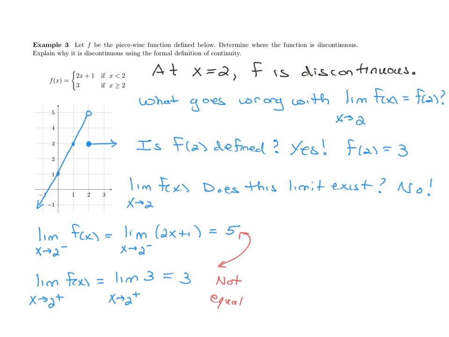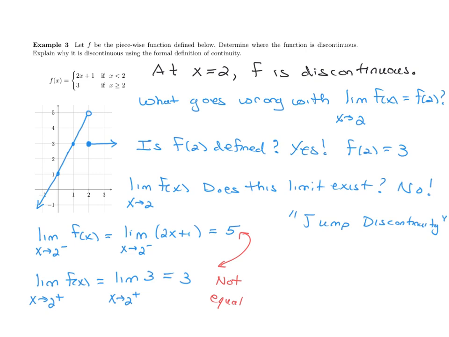We call this type of discontinuity a jump discontinuity. And that's because you can actually see a jump in the graph. It's not just one point that was removed. It's actually a whole piece of the graph that has been shifted somewhere else.